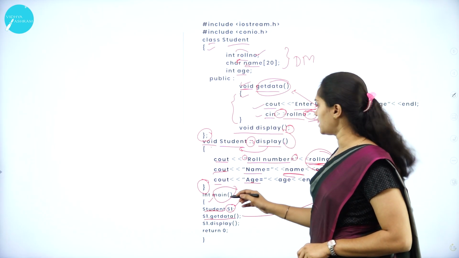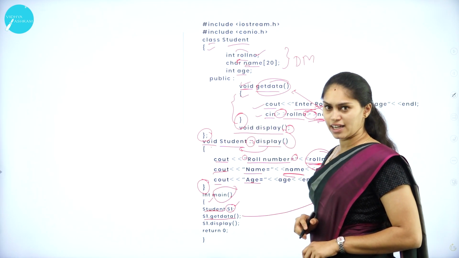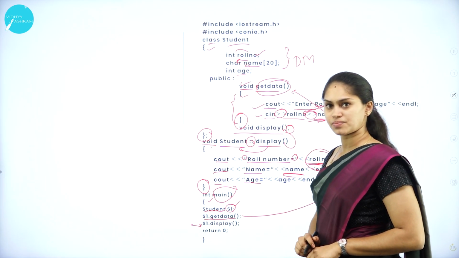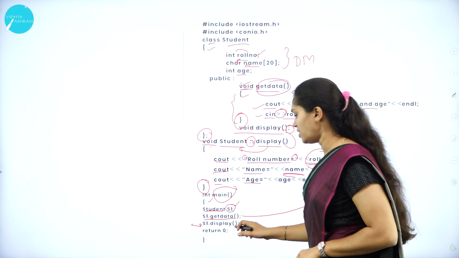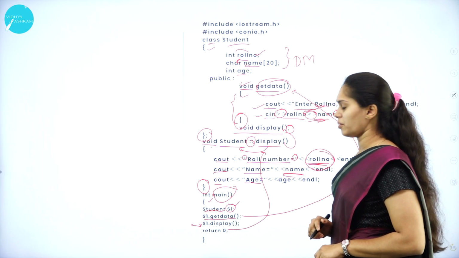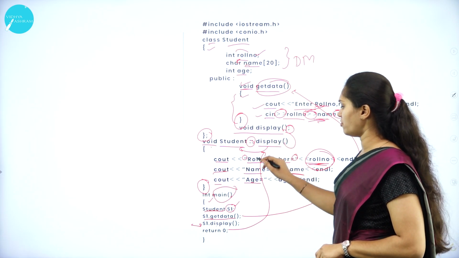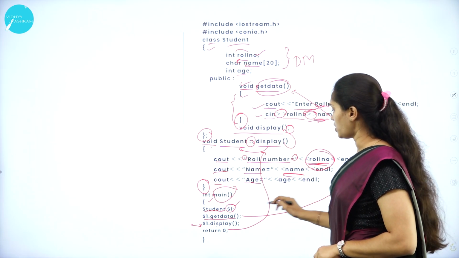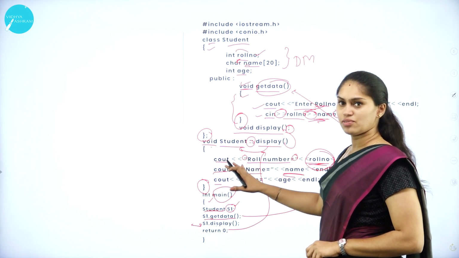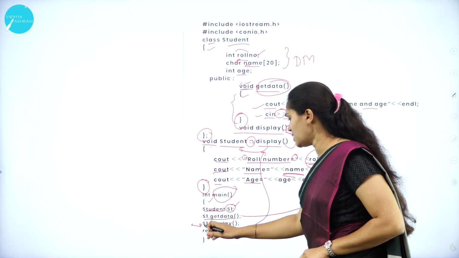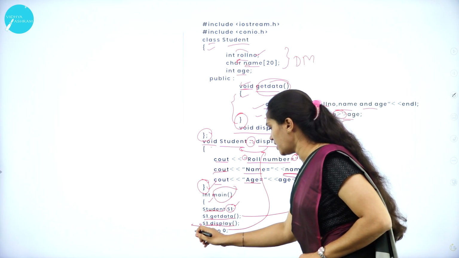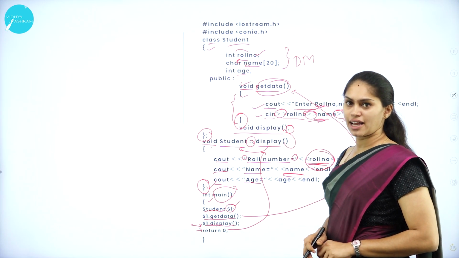Once it is done with the get data, when it encounters the end of get data function, again the control will move back to the next line of code, which is S1 dot display. So again the control will move back to this display member function. So what is there in display member function? From here to here it will display the contents, or take the input or output which resides in that particular function body. Once it is done with display, when it encounters the end of display function, again the control will move back to the next line of code.